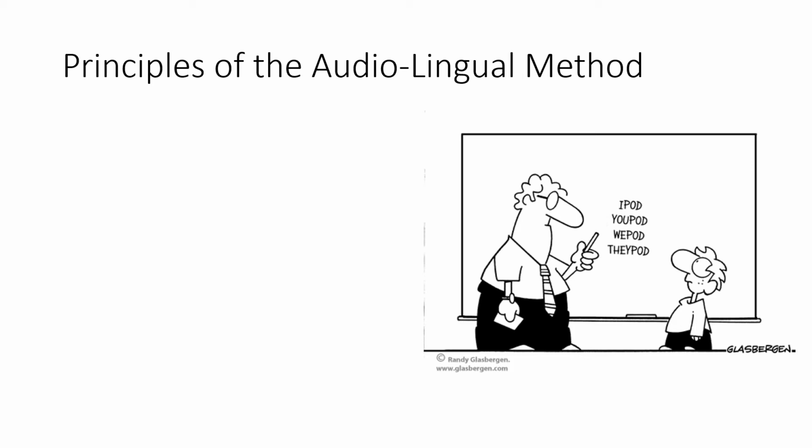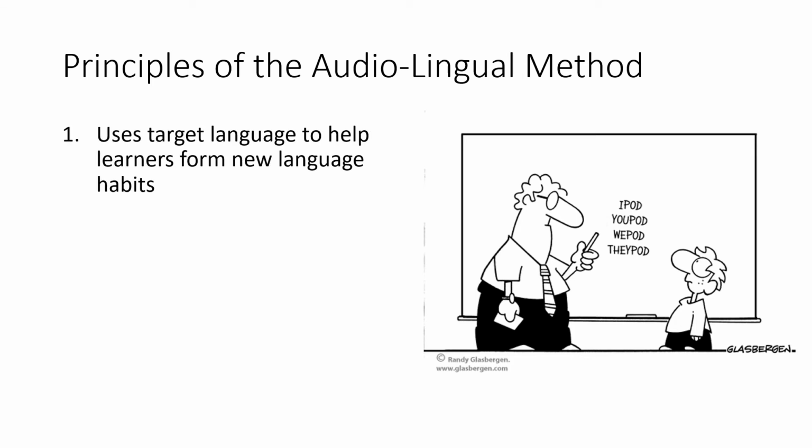So again, to review the principles of the audio-lingual method, the first principle is that it uses the target language to help learners form new language habits. That means that there's no translation. Things are not translated from English to Hebrew and Hebrew to English as they are in the grammar translation method. Instead, it is just about repeating the same Hebrew phrase over and over again until hopefully the learners understand it. But the whole purpose of this is to create language habits.